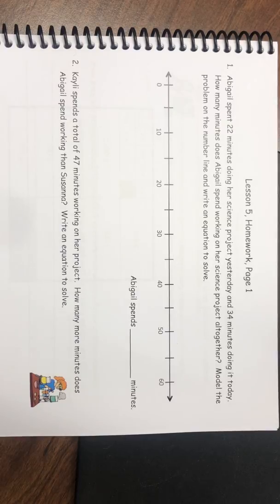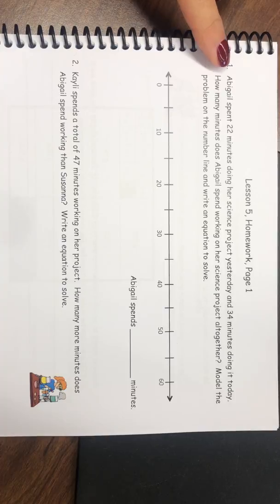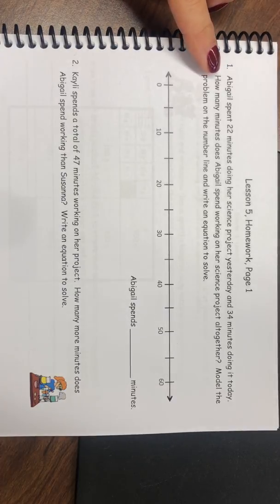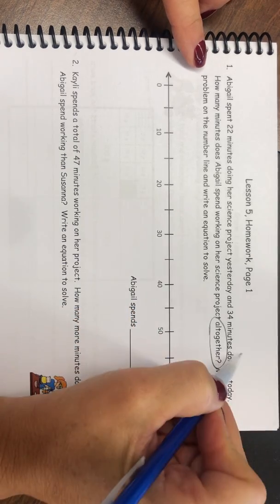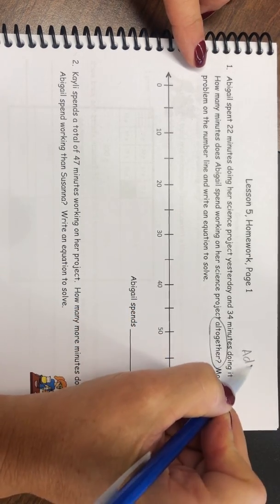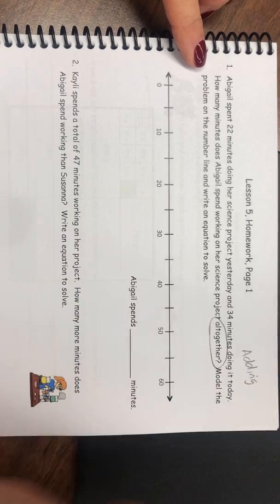Okay, boys and girls, let's review your homework for lesson 5. Abigail spent 22 minutes doing her science project yesterday and 34 minutes doing it today. How many minutes does Abigail spend working on her science project all together? There's my keyword, right? So I'm probably going to be adding if I'm going to be putting all together.